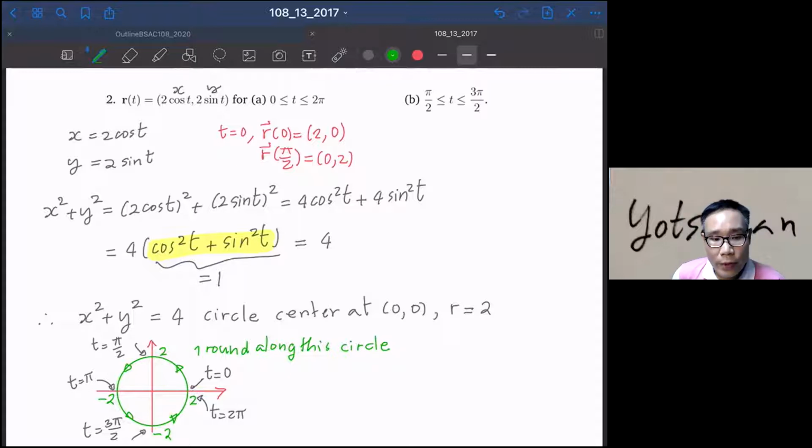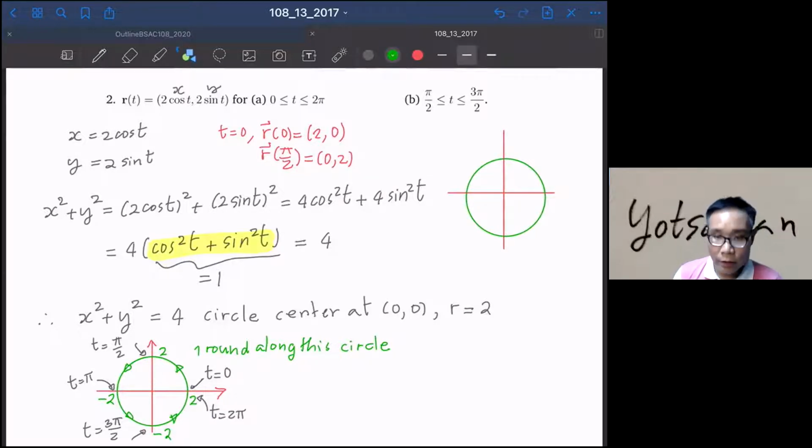However, for B, you see that you are having t from pi over 2 to 3 pi over 2. So this one will be just the whole circle again. Okay, so let me draw the whole circle, same as before. So you have the whole circle here.